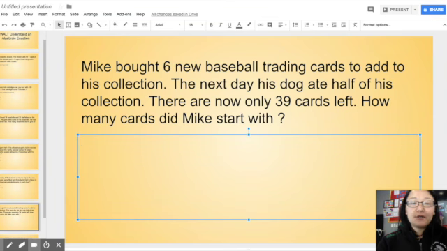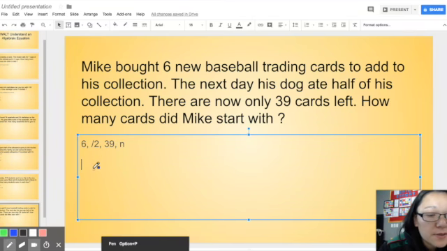Mike bought 6 new baseball trading cards. Next day, his dog ate half of his collection. So we've got 6. Then we've got half, or divided by 2. We've got 39, and we've got the unknown N. So we could say, well, N plus 6. Oh, I think I have to do this with pencil again.